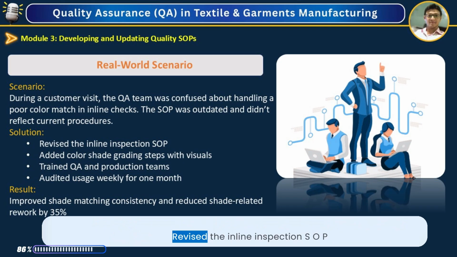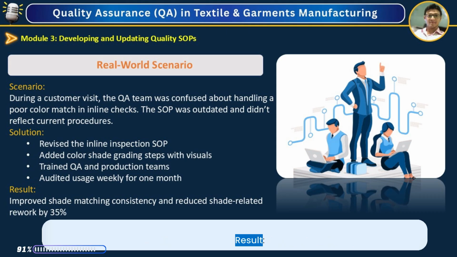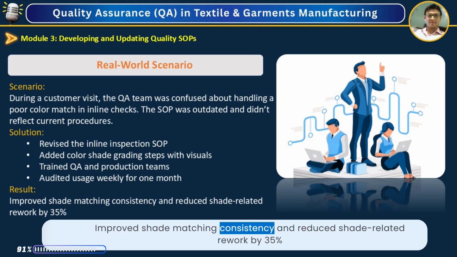Solution: revised the inline inspection SOP. Added color shade grading steps with visuals. Trained QA and production teams. Audited usage weekly for 1 month. Result: improved shade matching consistency and reduced shade-related rework by 35%.